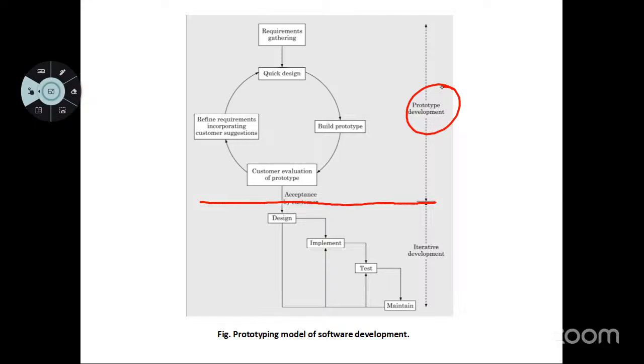So after the customer acceptance, it is prototype development. What we are doing, we are developing a prototype. Once it is approved by the customer, then we are going for the further process. The second stage is iterative development, where you are having iterations of the process.